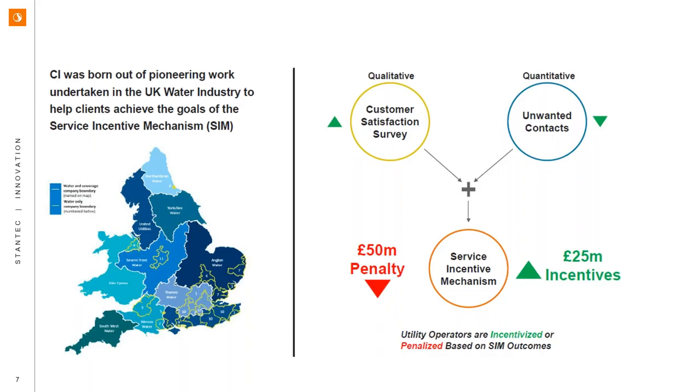The service incentive mechanism has two pieces. It's customer satisfaction surveys, that qualitative piece, and then the quantitative piece, so those unwanted contacts. So how often are people having issues with the utility or with their service? And there's big penalties and incentives associated with the SIM. And so they need a tool in order to help them address this regulatory problem that they've been faced with. That's where customer insight comes in.